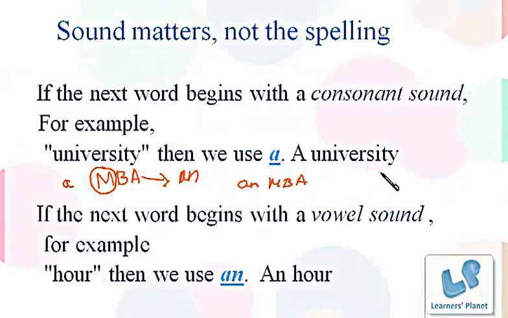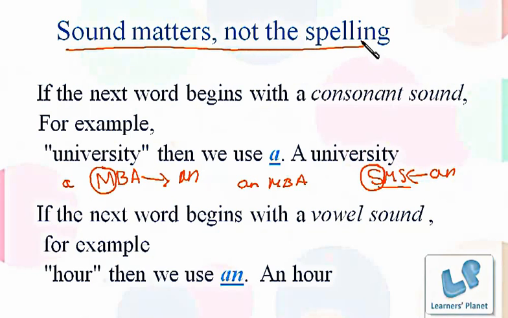Similarly, SMS. For SMS, when you again listen to this word carefully, you'll get a vowel sound. But over here we have a consonant, S. But it has a vowel sound, that's why we will use an with it. An SMS. Friends, this is really very confusing, but it is very important. It will literally help you a lot in the future. So just please take care of this whole topic. Okay?